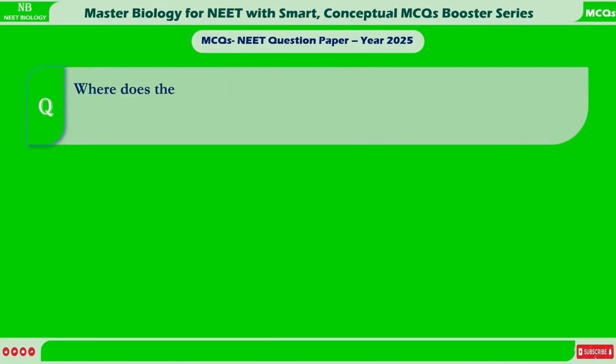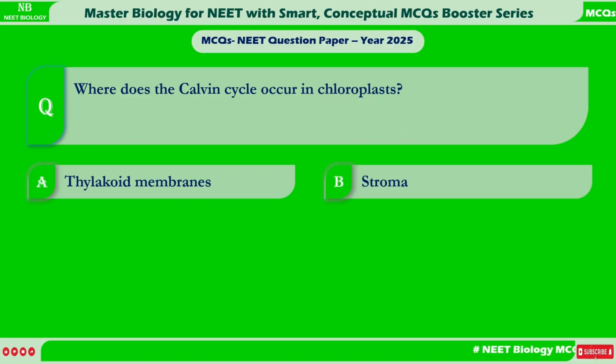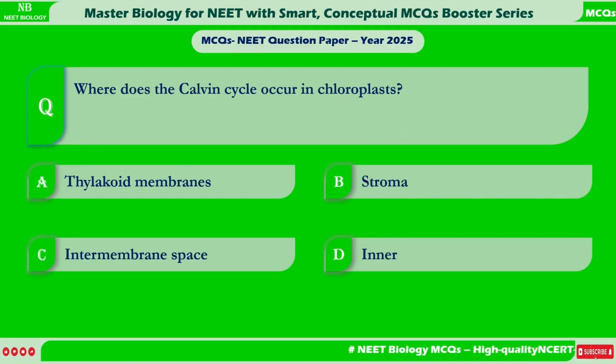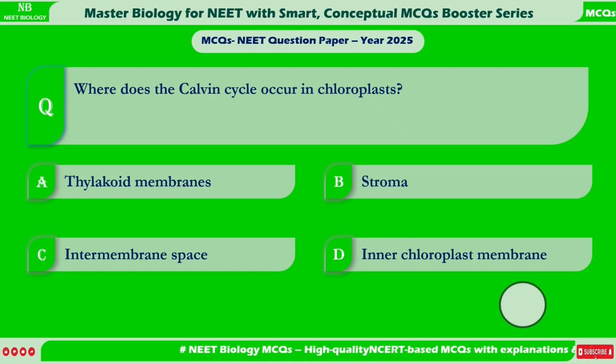Where does the Calvin cycle occur in chloroplasts? A. Thylakoid membranes. B. Stroma. C. Intermembrane space. D. Inner chloroplast membrane.